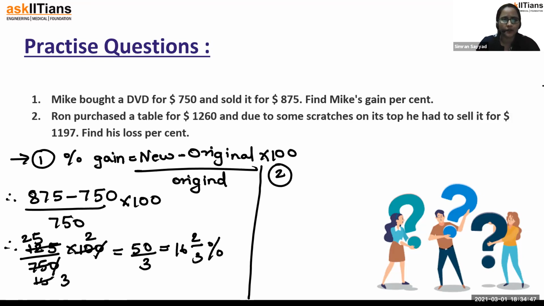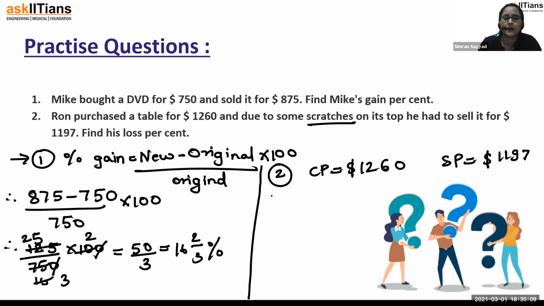Ron purchased a table for 1260, and due to some scratches on its top, he has to sell it. So the cost price was 1260. The selling price was 1197. Find his loss percent. Because of the scratches, he had to sell it, so you have to get the percent loss. Percent loss is nothing but, you can create a formula of your own: CP minus SP upon CP into 100. The original should come at the bottom.